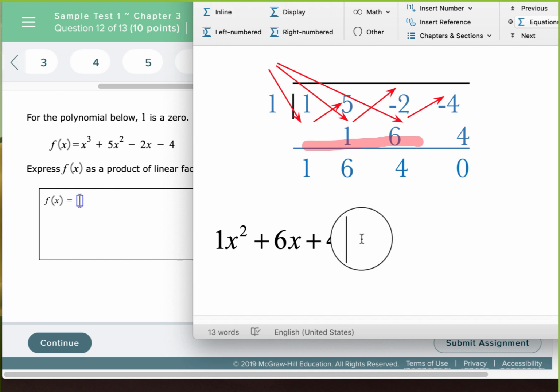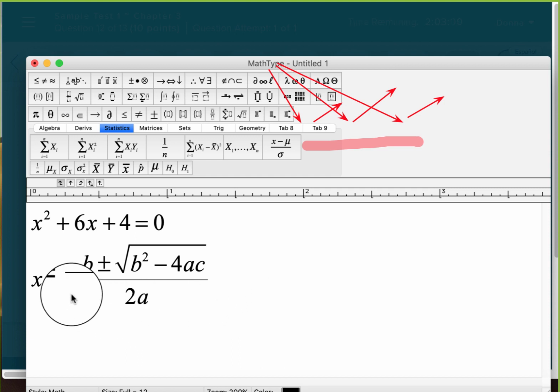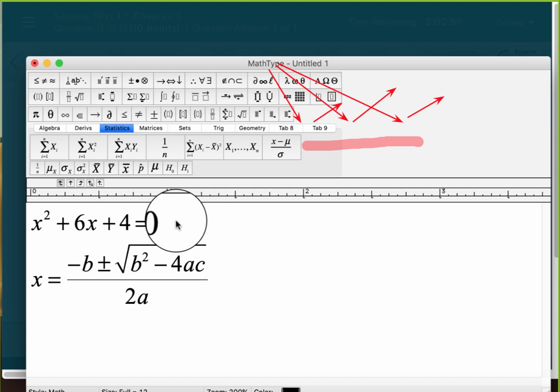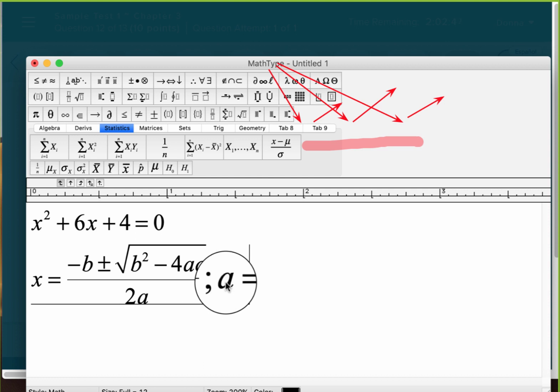So we're going to use the quadratic formula. So let's revisit what's the quadratic formula. So now we have the quadratic formula. X is equal to the opposite of b plus or minus the square root of b squared minus 4ac all over 2a. By finding the zeros of the remaining quadratic, that allows us to find the factors. For our particular problem, a is going to equal 1, b will equal 6, and c will equal 4.